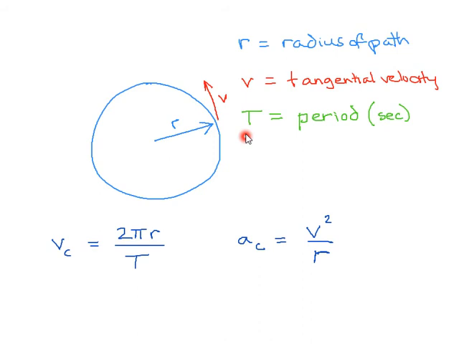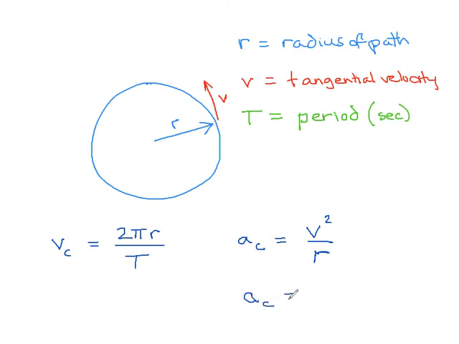So the acceleration required to keep you going around a circle depends on how fast you're going and how tight is the circle. Small circles require more acceleration. It's harder to do a tight turn than it is to do a big gradual turn. So that's one way we can find centripetal acceleration.